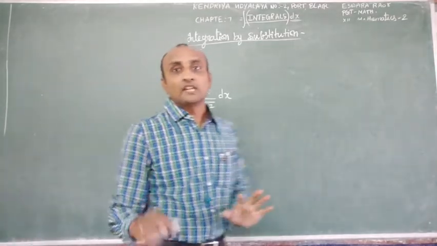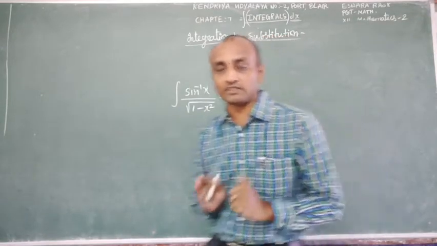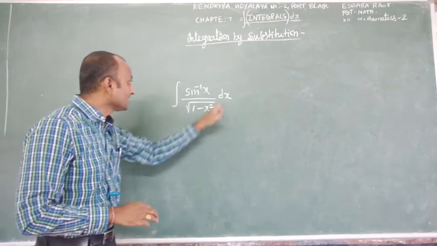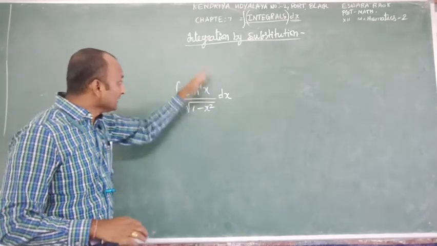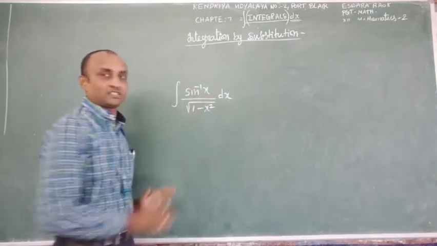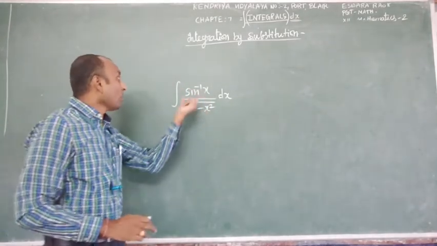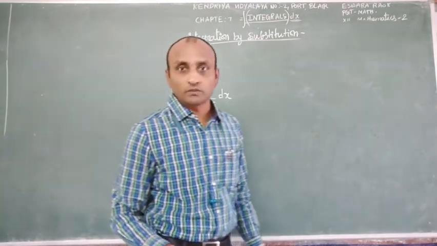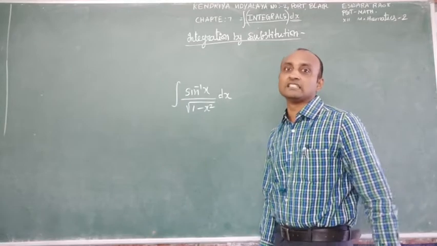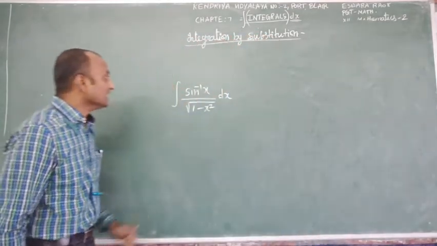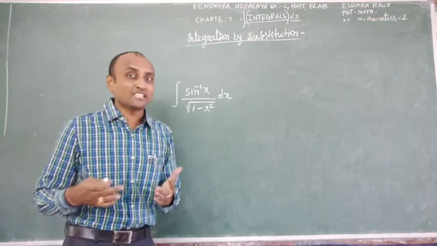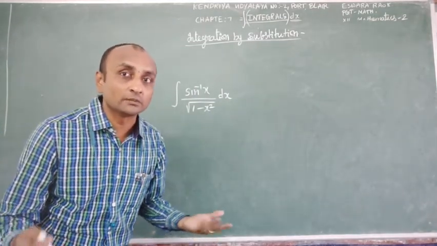So something I have to do. I should take some expression as t or y, whatever it is, so that the differentiation of that expression exists in this integral. What is the integrand here? Sine inverse x by root over 1 minus x square. In this integrand, the differentiation of a particular expression exists. What is the derivative of sine inverse x? 1 by root over 1 minus x square. So the differentiation of sine inverse x exists in this integrand itself. So if I take that as some other variable, it may get simplified.